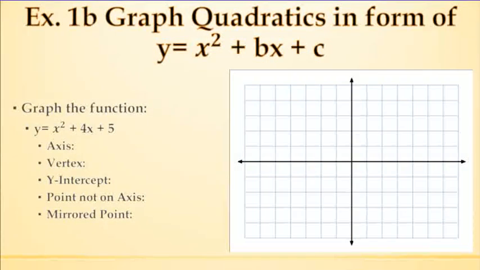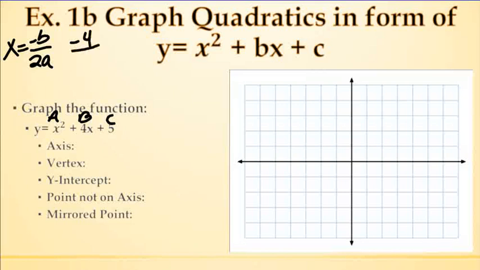Graph the function x squared plus 4x plus 5. This is my a, this is my b, 5 is my c. So to find the axis, I use the formula x equals negative b over 2a. I plug my numbers in. I have negative 4 divided by 2 times 1. So x equals negative 2. That's my axis.